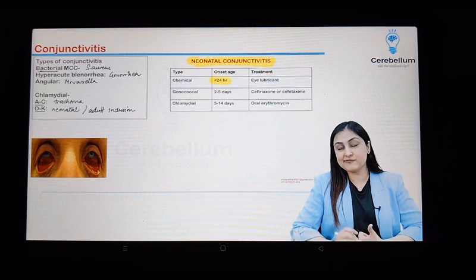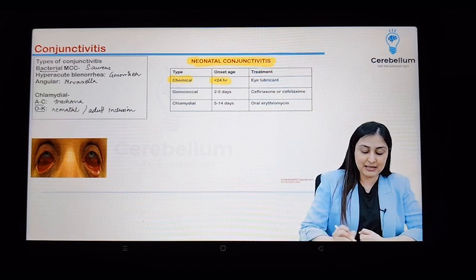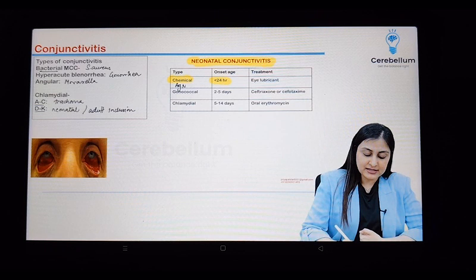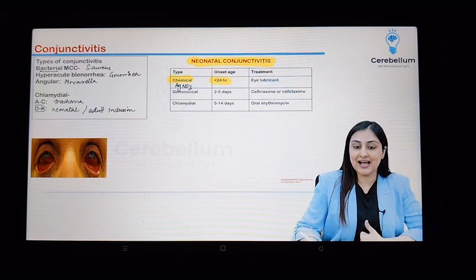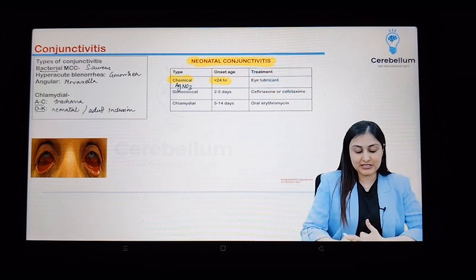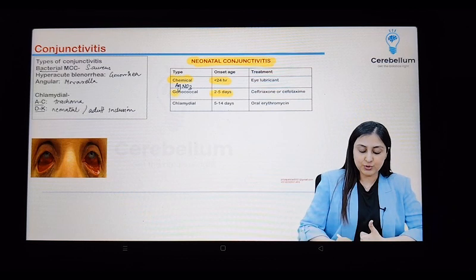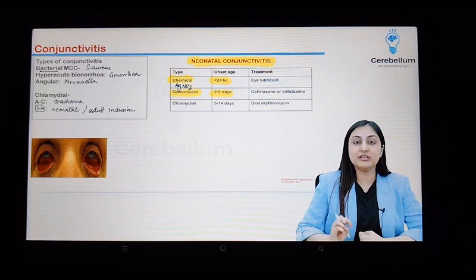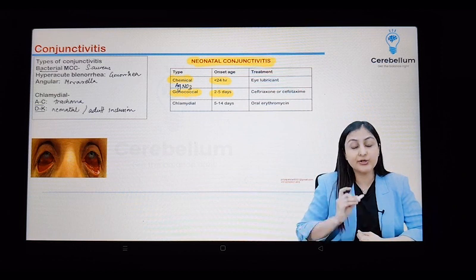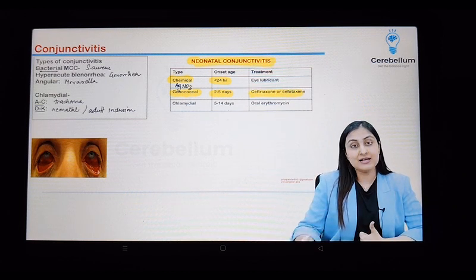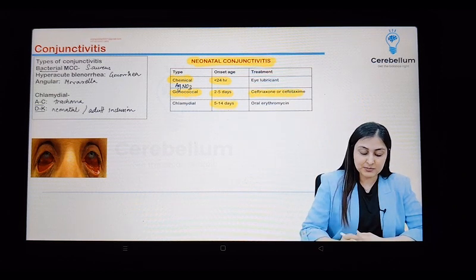If baby is presenting in the first day of life, it is likely because of the chemical conjunctivitis. In a lot of countries, they put silver nitrate in the baby's eye, and that can lead to chemical conjunctivitis. It could be because of gonorrhea. If it is 2 to 5 days, fulminant discharge, red eye would be given gonorrhea, 2 to 5 days. Drug of choice is 3rd generation cephalosporins, and this is a repeat question.